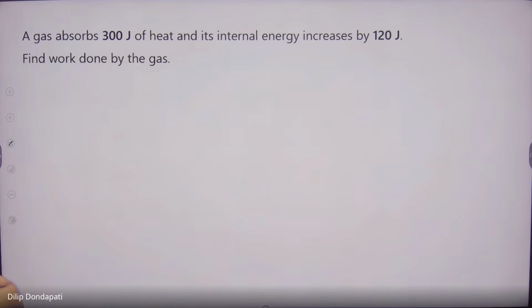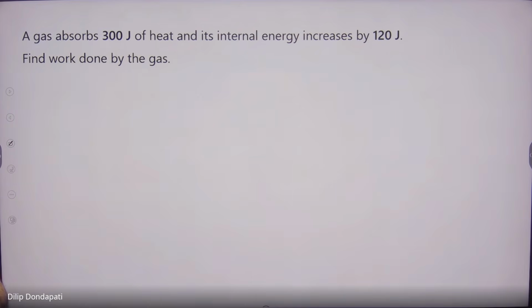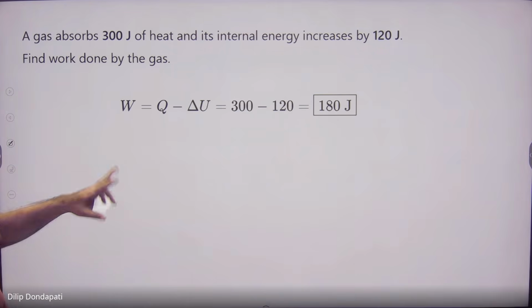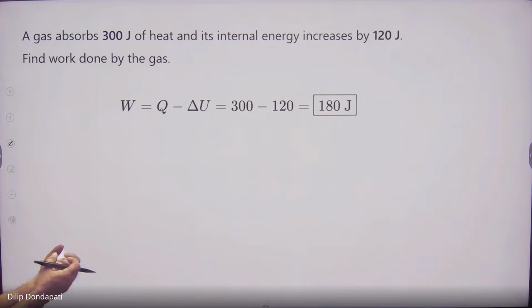What is the work done by the gas? 180. Heat is getting absorbed by the system, that's it. That's 180. 180 joules is the answer. Normally, when heat is being absorbed, there's nothing to take as negative; it is positive.